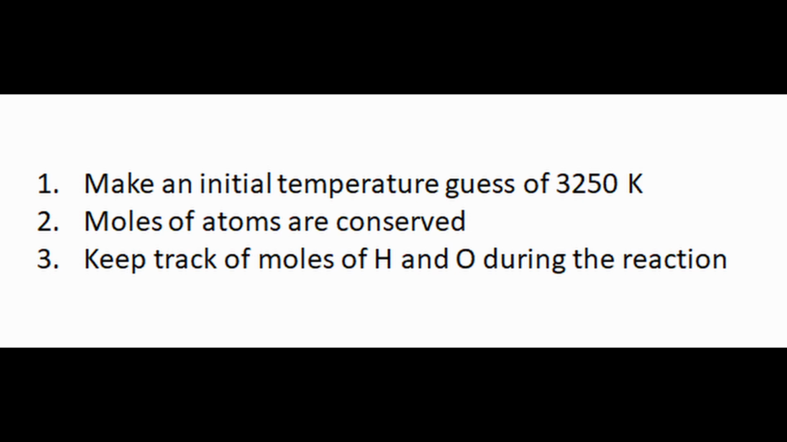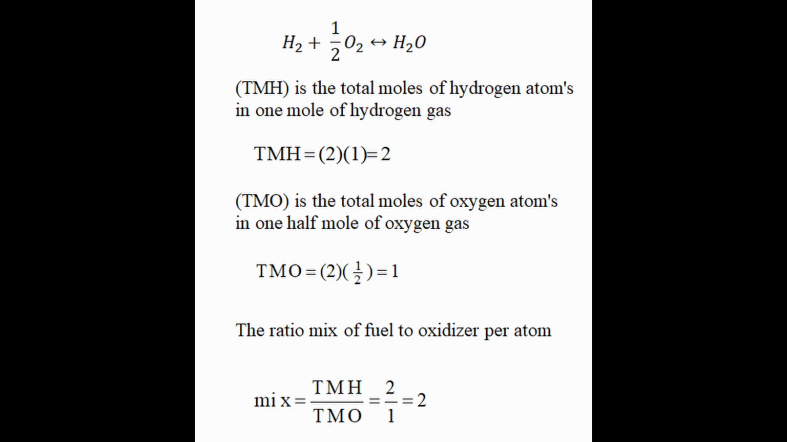Although molecules and number of molecules change during a chemical reaction, the number of atoms and the measurable weight of the atoms will be the same before and after the chemical reaction. To find the correct values of H2 and O2, we must keep track of all the atoms or moles of atoms during the reaction. If a hydrogen gas molecule contains 2 hydrogen atoms, TMH is the total moles of hydrogen atoms in a given mole of hydrogen gas reactant.